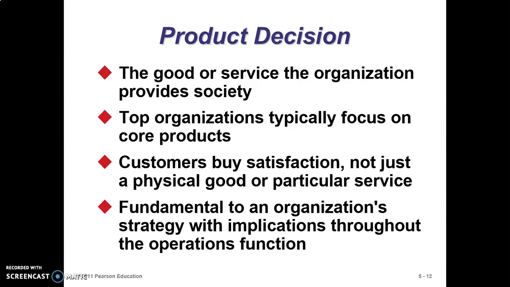Top organizations typically focus on the core product. For example, AirAsia: the core product is airline service. But at the same time, they also have Tune Hotel and Tune Talk, so they have other services. Customers buy satisfaction. We buy something because we are satisfied with that service. We go to a certain hotel, and we are satisfied with the service, then we will repeat. In future, we will return to the same place or the same product, not just physical goods but also particular services. That's why in product design, we need to design the product very thoroughly.